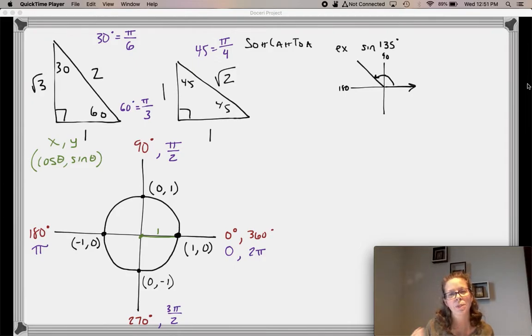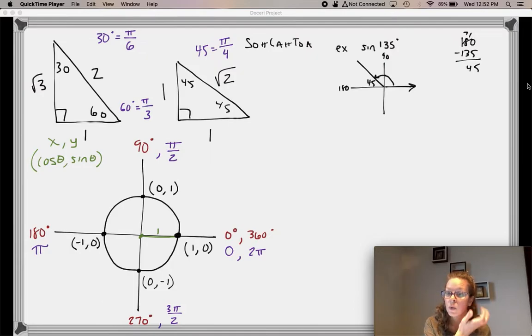Well, where in between there? If I do 180 minus 135, that would tell me how far away that angle line is from the 180. So if I do a subtraction here, I get 45. Oops, I wrote a 5. I get a 45 degree angle right there.